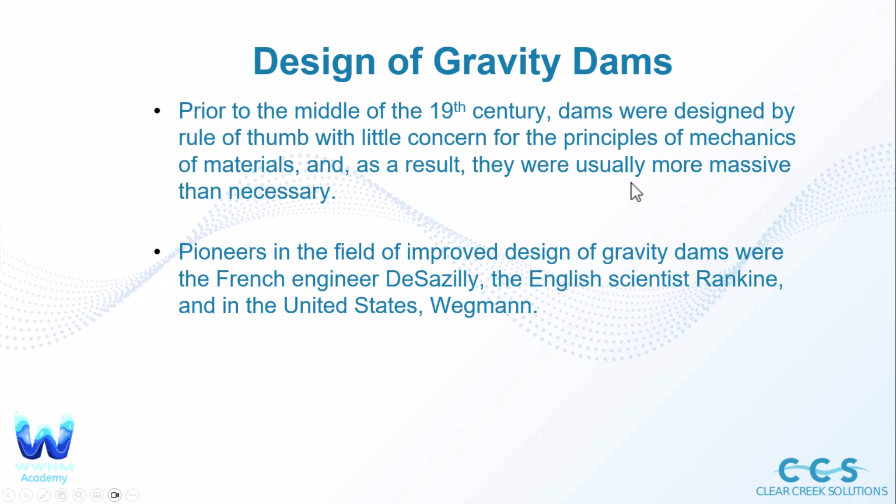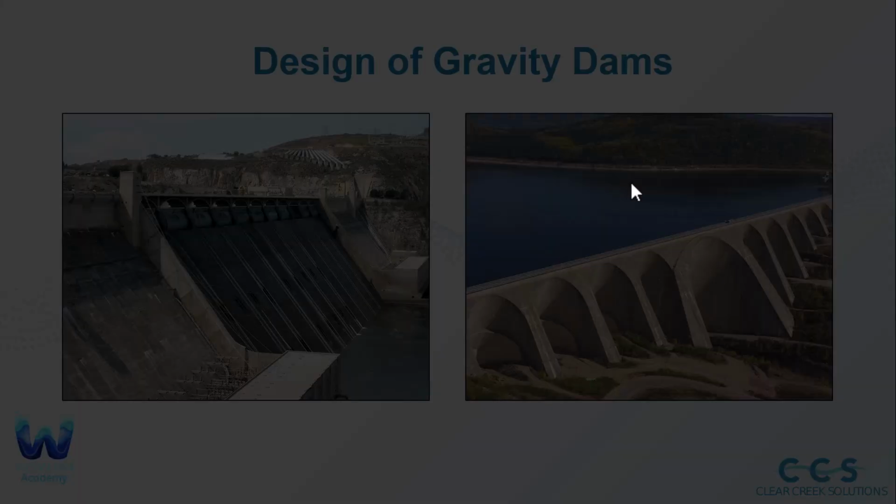Prior to the middle of the 19th century, dams were designed by rule of thumb with little concern for the principles of mechanics and materials, and as a result, they were usually more massive than necessary, or often designed to be quite oversized. Pioneers in the field of improved design of gravity dams were the French engineer de Cizilly, the English scientist Rankine, and in the United States, Wegman.